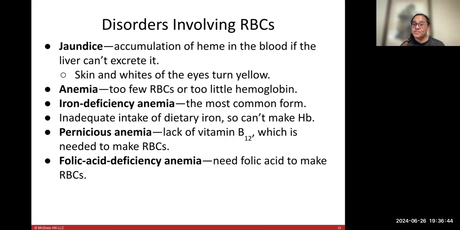Anemia: too few RBCs or too little hemoglobin. Iron deficiency anemia is the most common form. It's just from an inadequate intake of dietary iron, so hemoglobin can't be made. Pernicious anemia is a lack of vitamin B12, which is needed to make red blood cells. And folic acid deficiency anemia: we need folic acid to make red blood cells. If we don't have enough, our red blood cell count suffers.